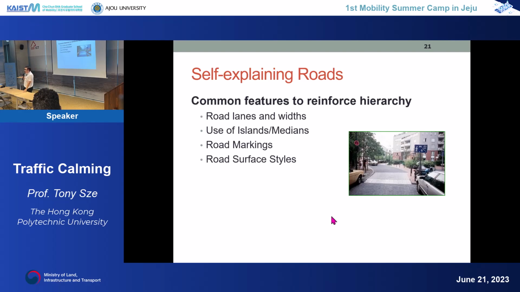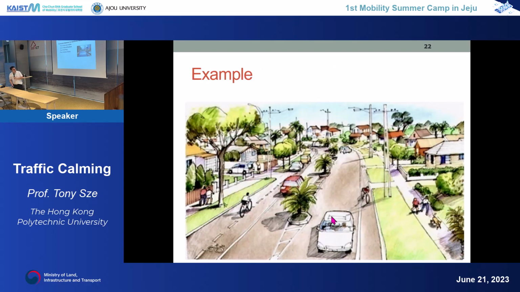When you are a driver and you enter such an environment, you already know this is an urban local street, because you see many trees, the roads are not that wide, parking is allowed, and you even see some signs that warn you there may be children walking around. This is the concept we call the self-explaining road. When you enter the local area, you know that you need to lower your speed, not because of the physical features, but because of what you see with your eyes.